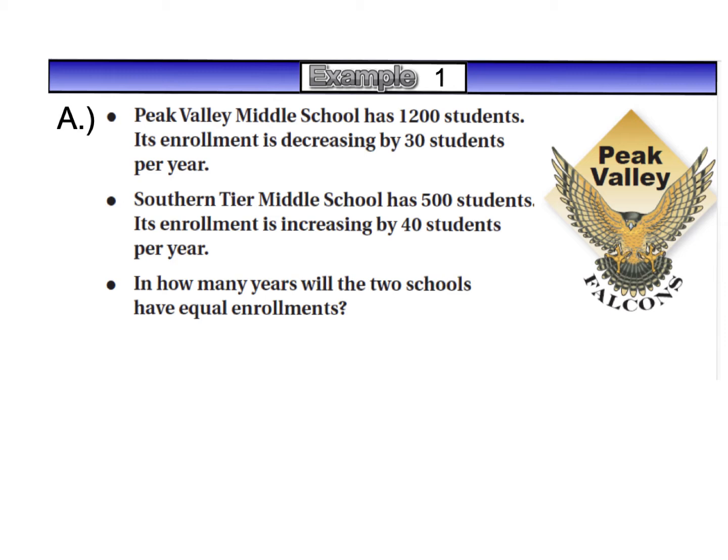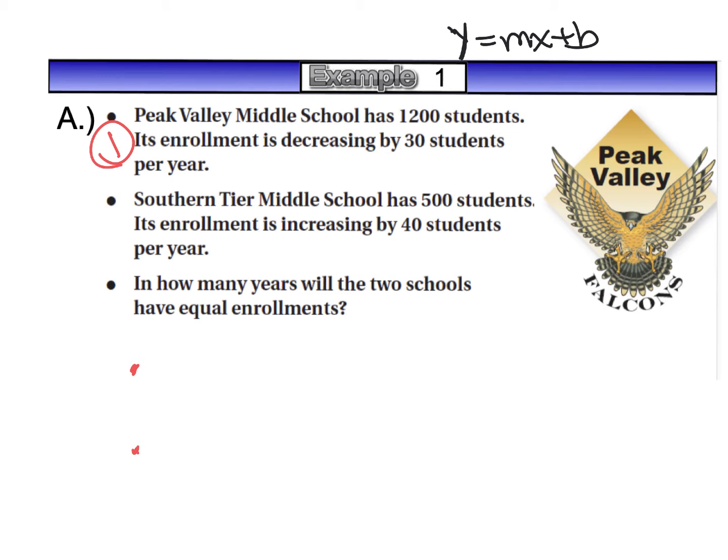So we're going to start with slope-intercept form, and if you remember, slope-intercept form is y equals mx plus b. Should know that by now. So we're going to do two equations. We always need to have two equations. Peak Valley Middle School has 1,200 students. Its enrollment is decreasing by 30 students per year. This is going to be our first equation.